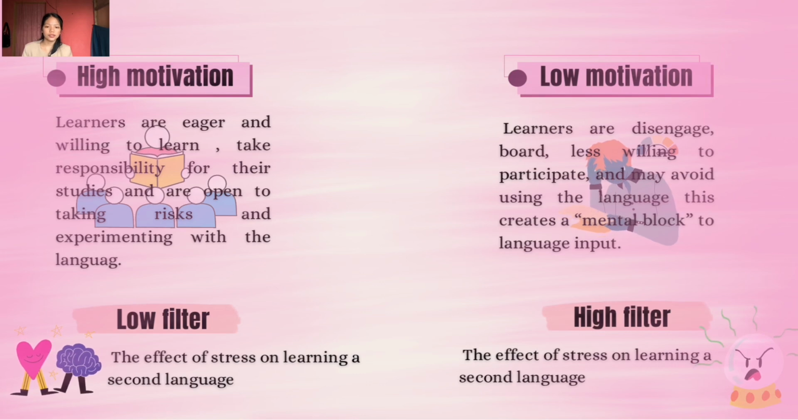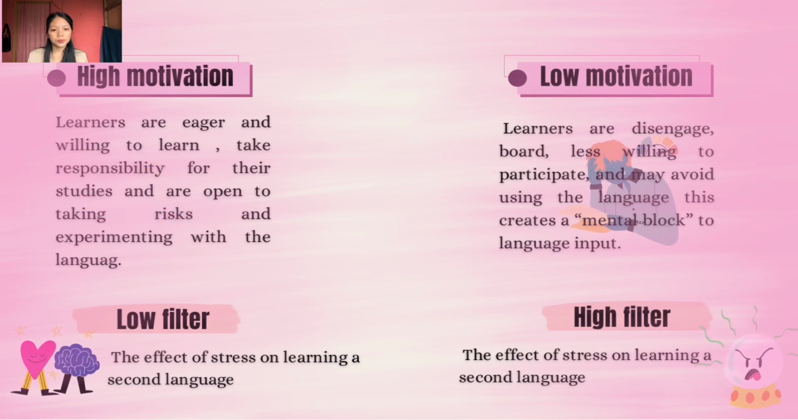So next is lower motivation. So here we have high filter. For example, a student who is forced to take a language class, they have no interest in speaking, do minimal work, and feel bored, leading to minimal language acquisition. So our affective filter here is high filter.